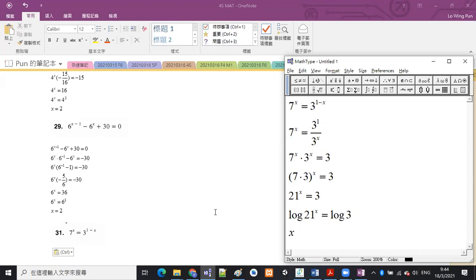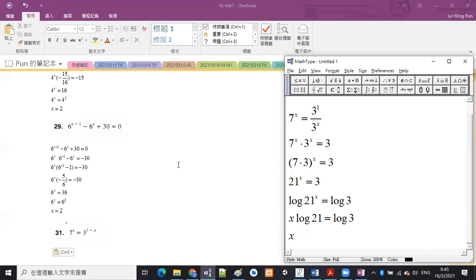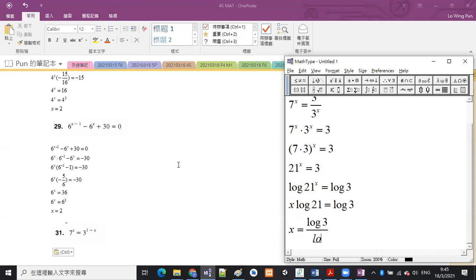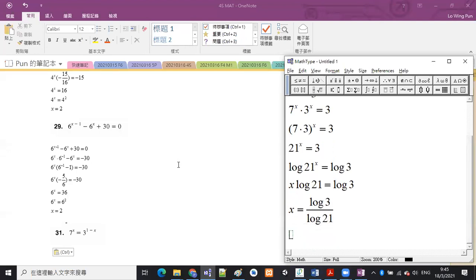Okay, so that is x times log 21 is equal to log 3. When x is multiplied by log 21, we can divide by log 21 on the right hand side to get the answer for x. So x is equal to log 3 over log 21. Finally, you use the calculator to find the answer. Log 3 divided by log 21 should be 0.361, and this number is correct to 3SF.